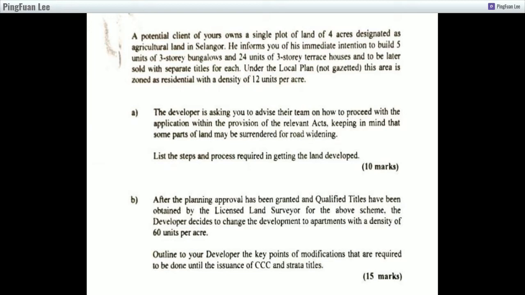So QT cannot go for strata subdivision. Amalgamation can, isn't it? Yes, amalgamation, all that should be fine. And subdivision also can, no problem.